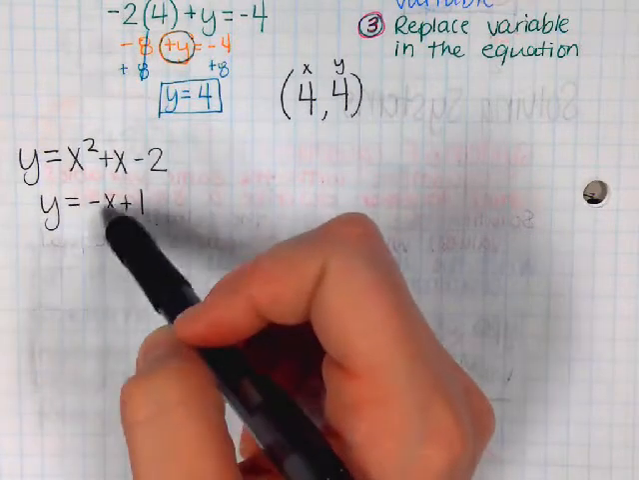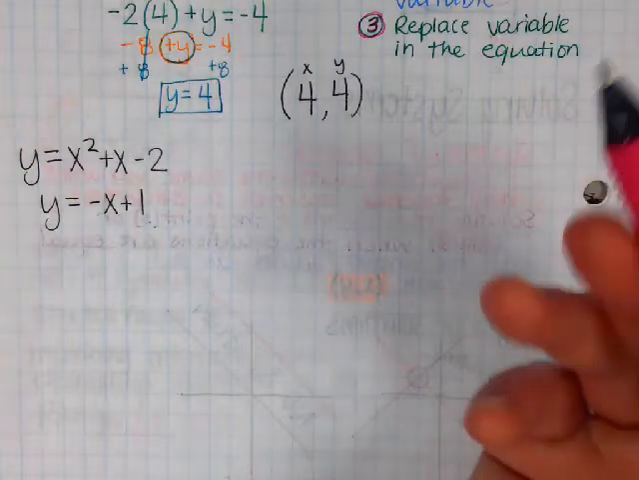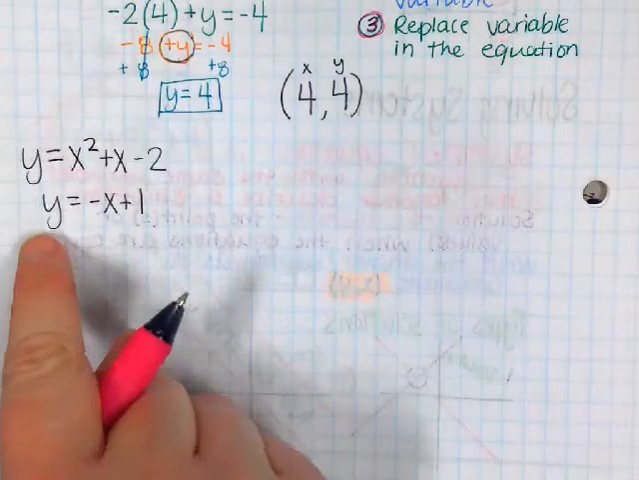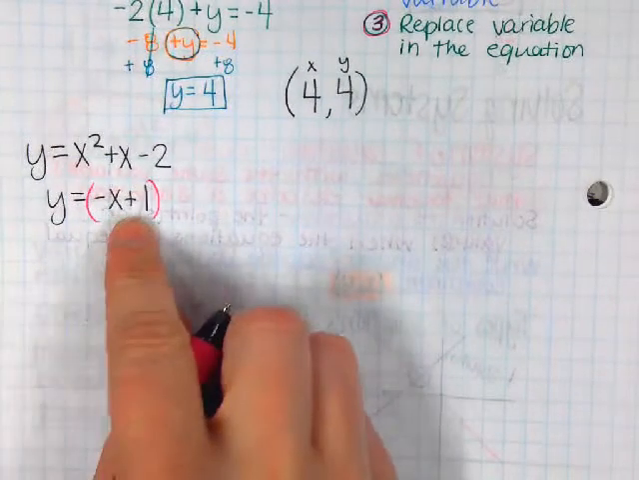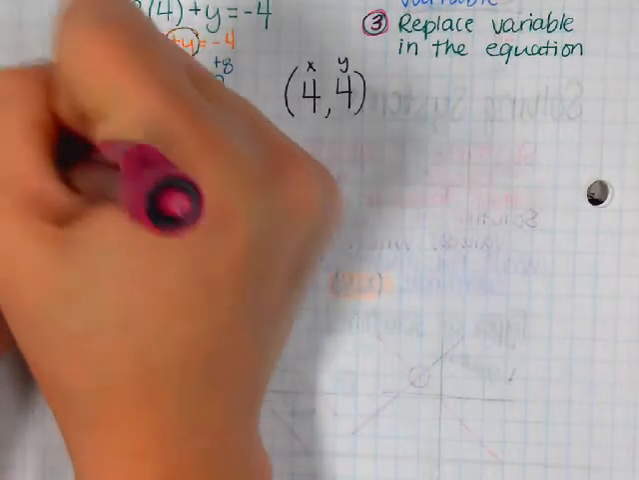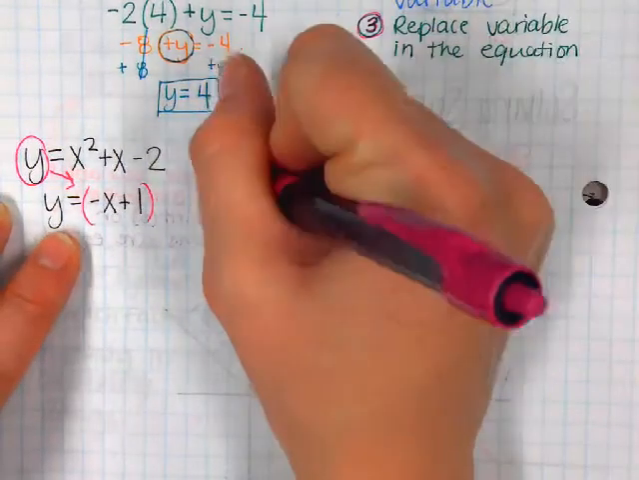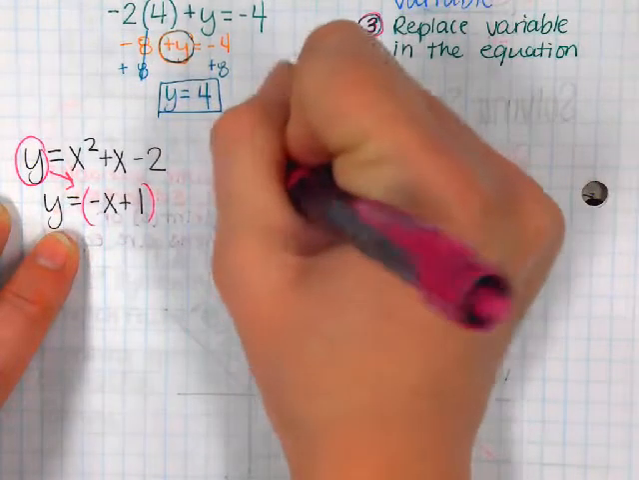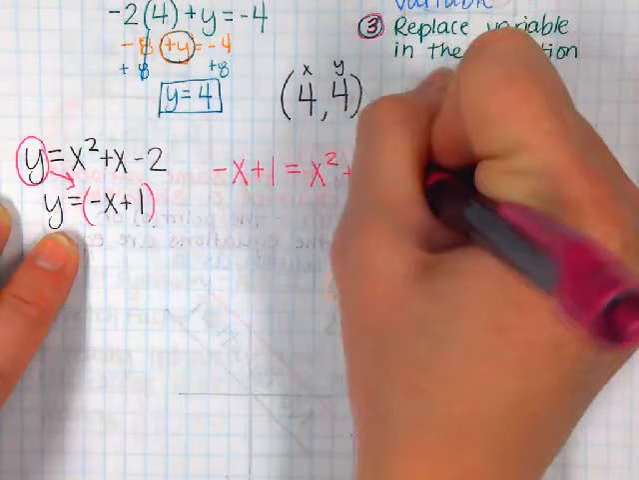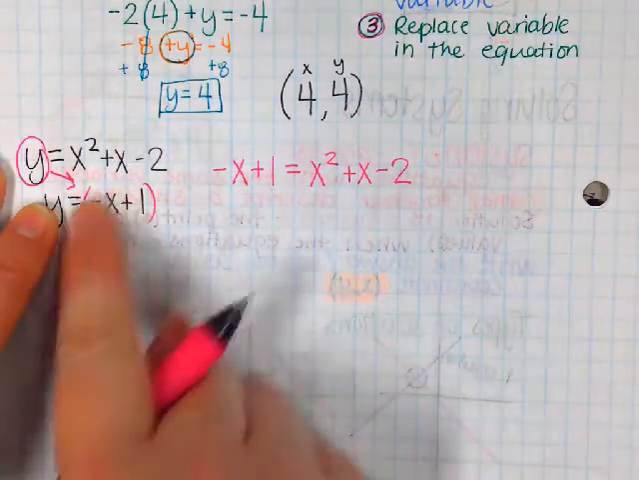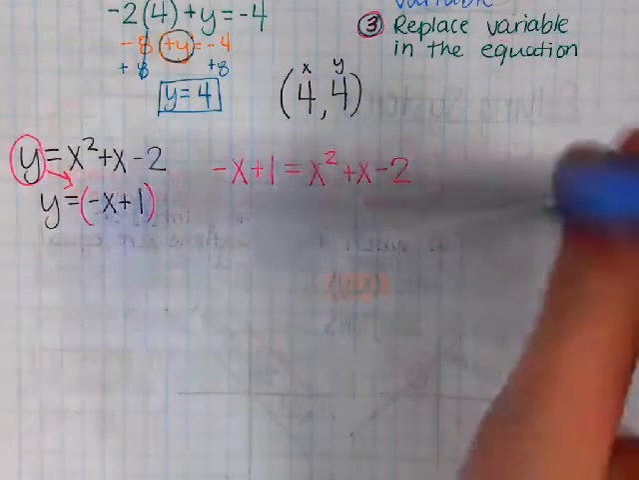So y equals x squared plus x minus 2, and y equals negative x plus 1. So if you notice, we're going to use substitution. It says y is equal to negative x plus 1, so I'm going to take this information right here and replace it with our y. So that's our first step. Replace y with what it equals. So I'm going to put negative x plus 1 equals x squared plus x minus 2. All of this information I just plugged in for y right there.